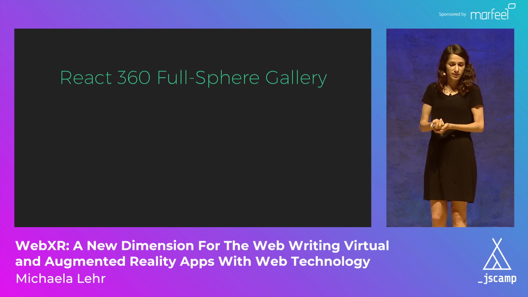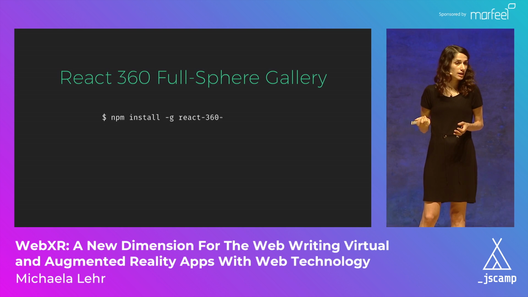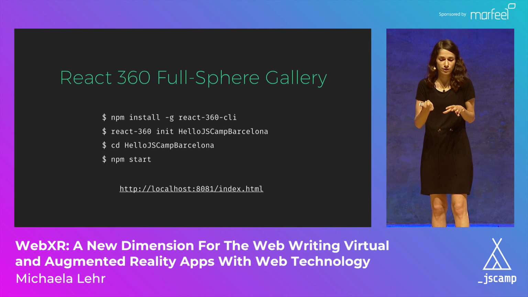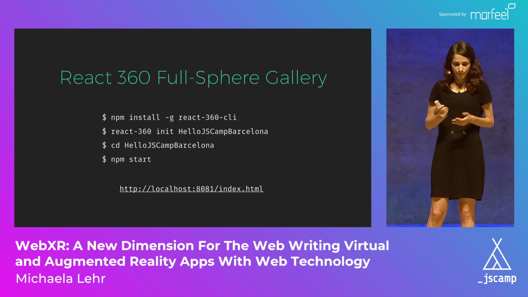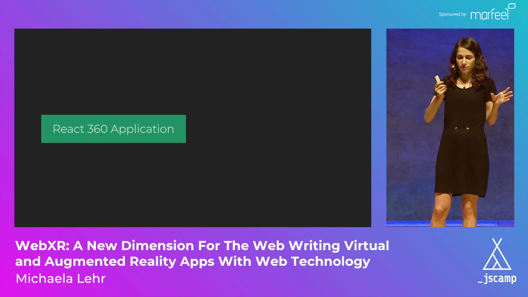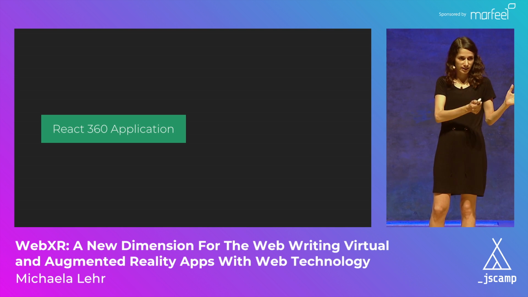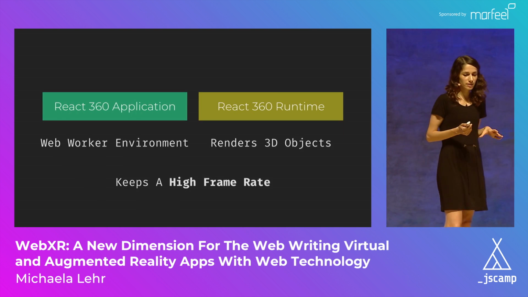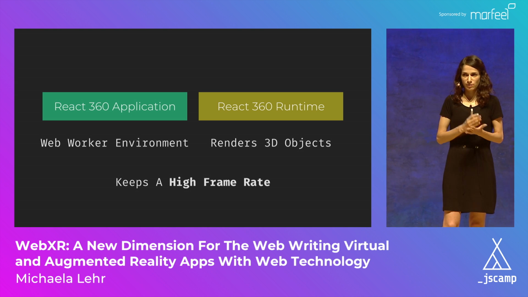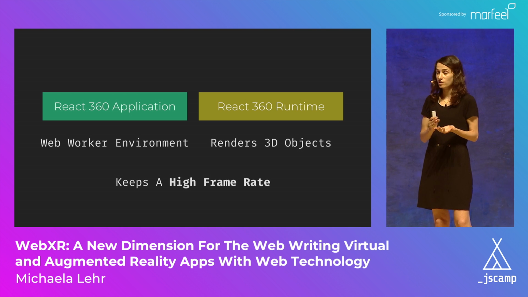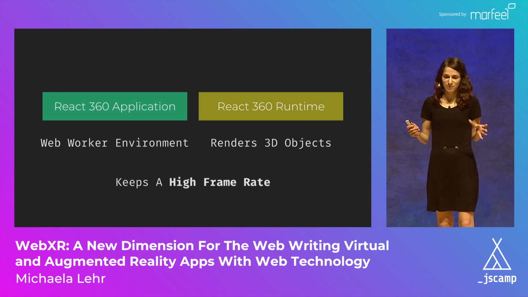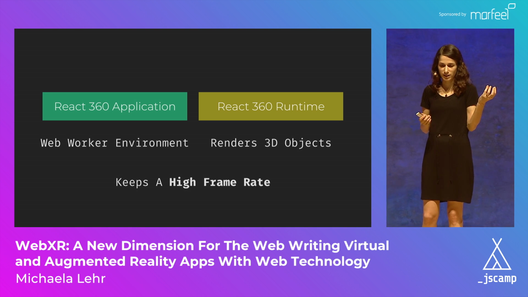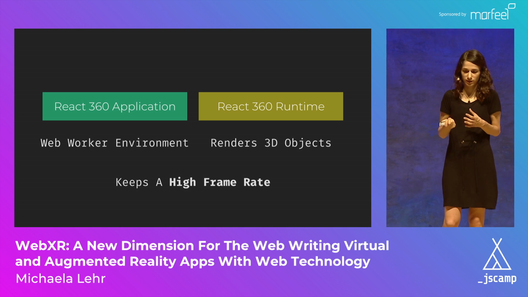React 360 comes with a CLI, so all you have to do is install the CLI, create a new project, enter the directory, start the server, and then navigate to your localhost. Like React Native, React 360 is made of two pieces: the React application and the runtime, which turns the React components into 3D objects. This separation avoids render-blocking behavior and keeps a high frame rate, which is especially important in VR apps because your users will feel unwell if the frame rate drops or the app gets jittery. It should be more than 60 if the device supports it.